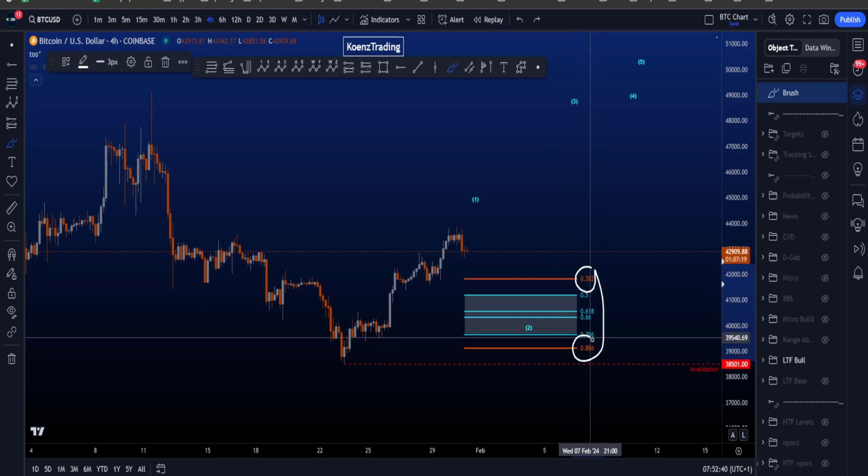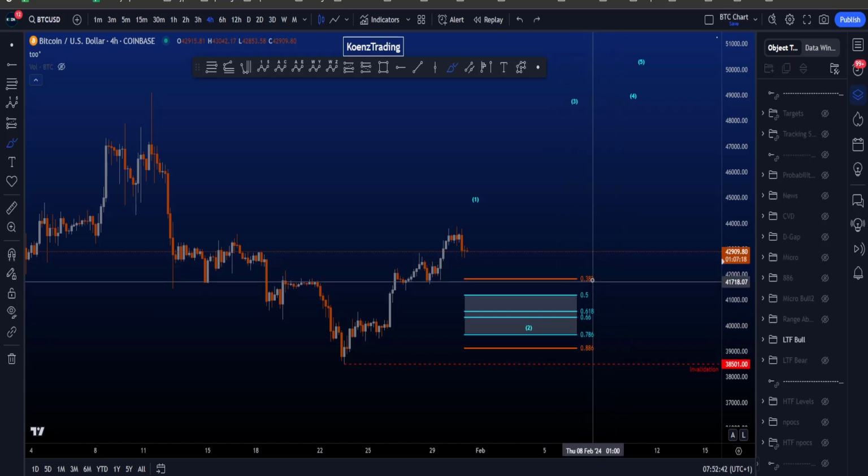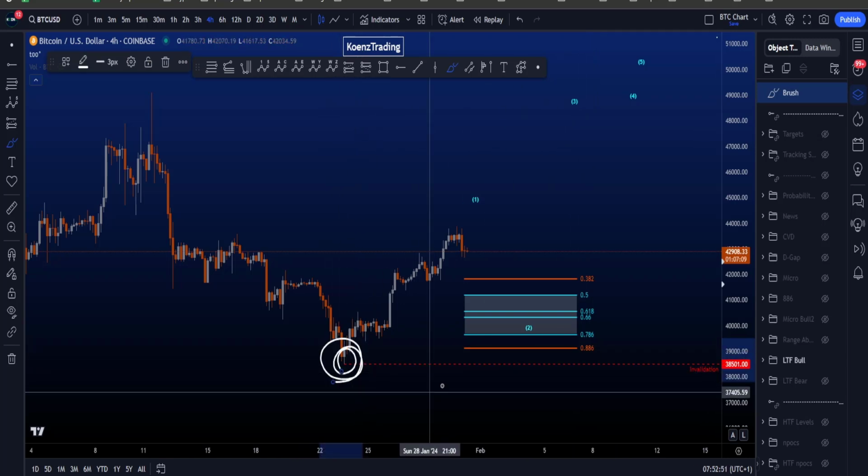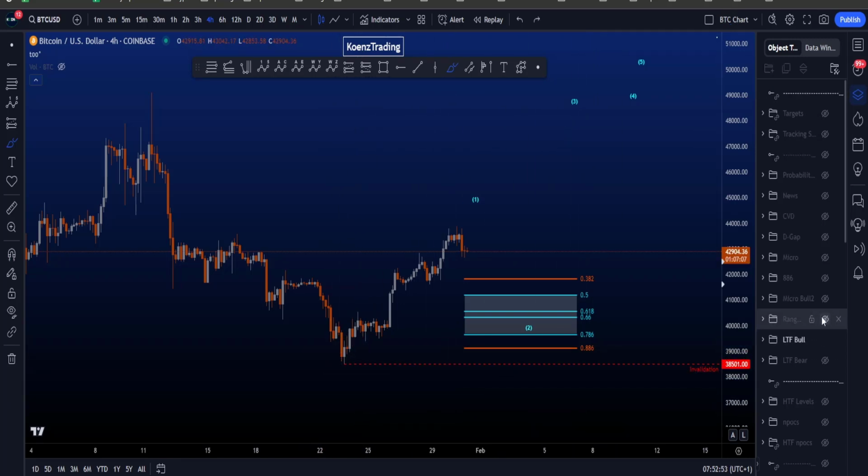Currently, the 0.5 is sitting at 41.2k, the 0.786 at 39.6k. The 0.382 and the 0.886 are less common targets. The 0.382 is sitting at 41.8k and the 0.886 is sitting at 39k. Invalidation for this scenario is price moving below this low at 38.5k.